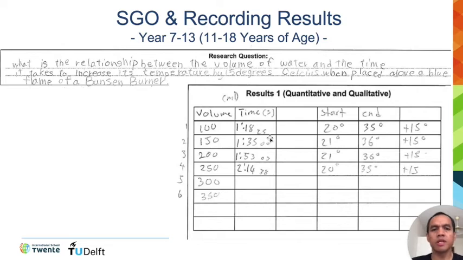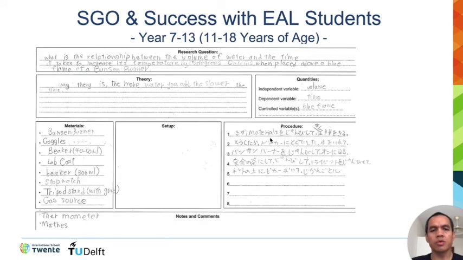This is in particular relevant for students who do not master the English language so well. In other words, it's very suitable for EAL students. Here's an example of a student who just emigrated from Japan to the Netherlands, and the mastery of the English language was not so good.